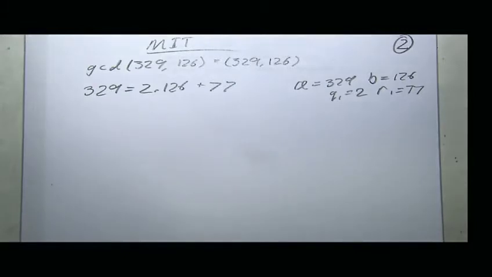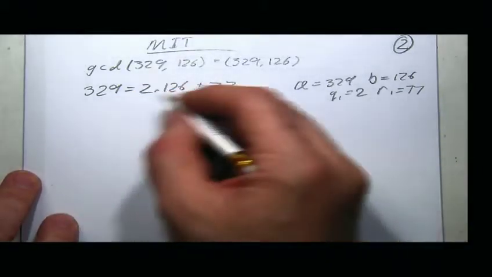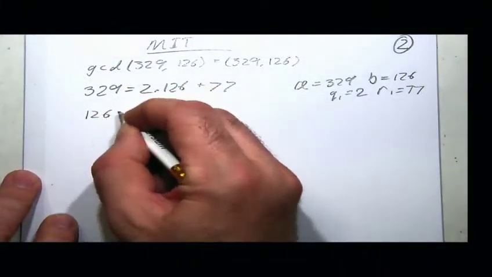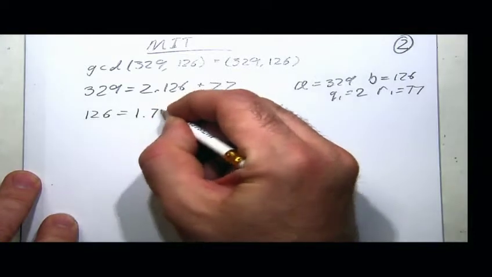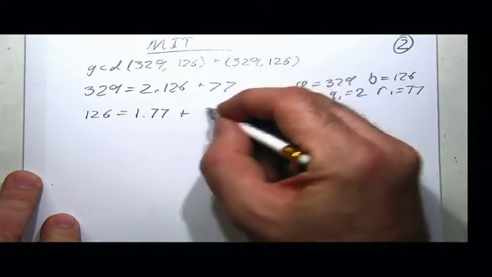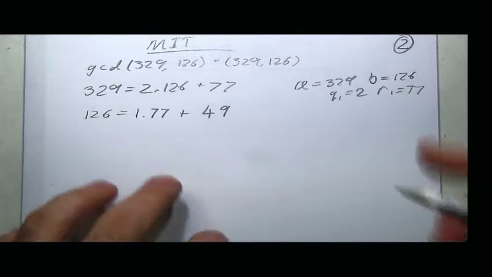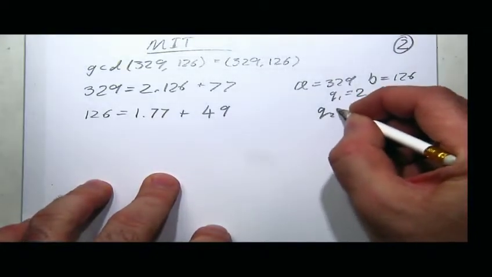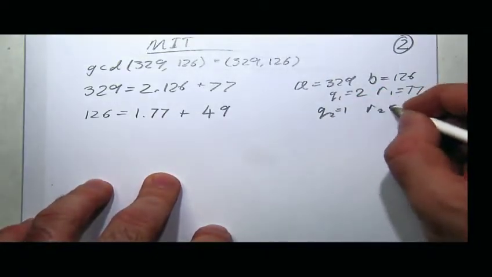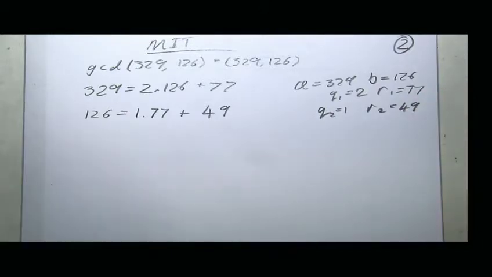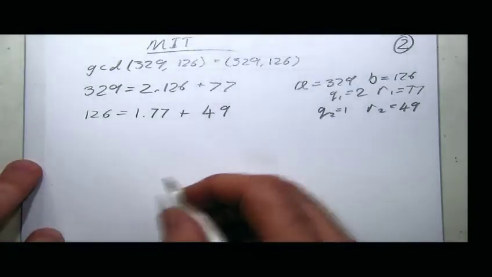All right, always good to place yourself, know where you're going. My next step: move everything over. So my 126 goes here, there's going to be 1 times 77 plus, and we're going to assume that my working out prior to this is correct. Sweet. So now I've got my Q2 equal to 1, and my R2 equal to 49. At this point we might have a guess what the greatest common divisor is, but we're going to move on and see if there's something else we can find out.